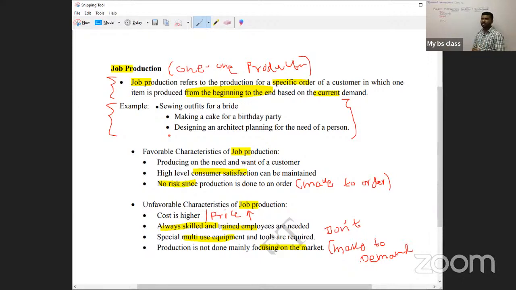You know the practice, right? But here you are moving to another different order, so then you have to plan from the beginning, so it consumes time. So that's what, because time is cost. So the cost is higher.